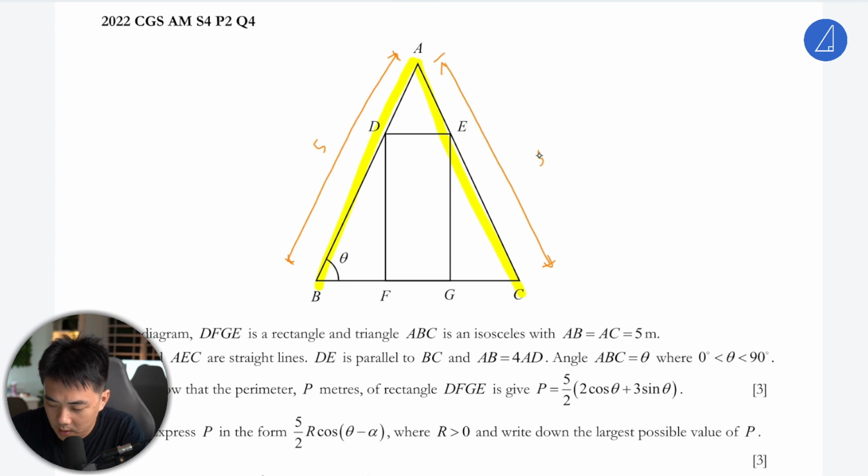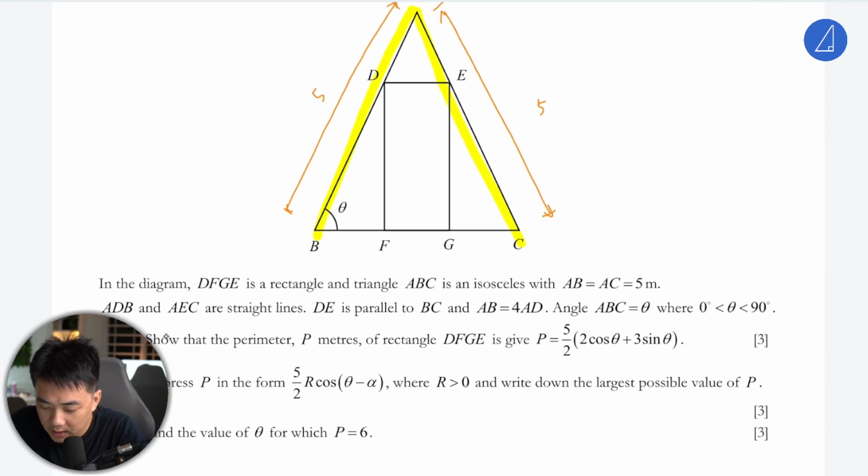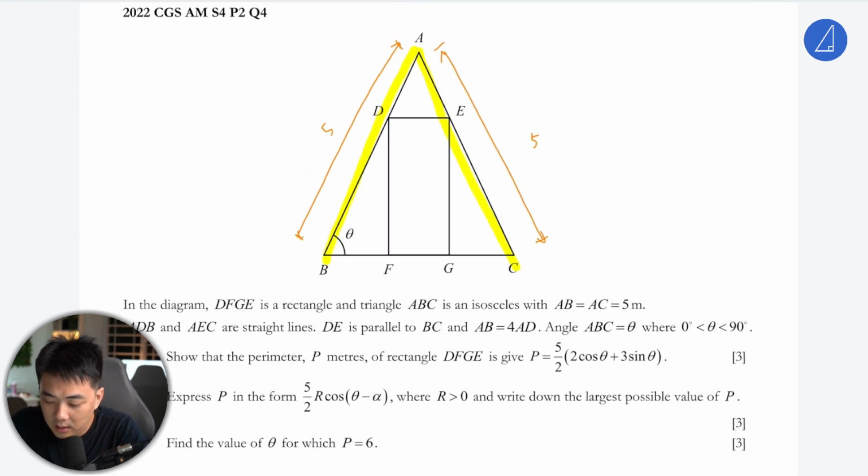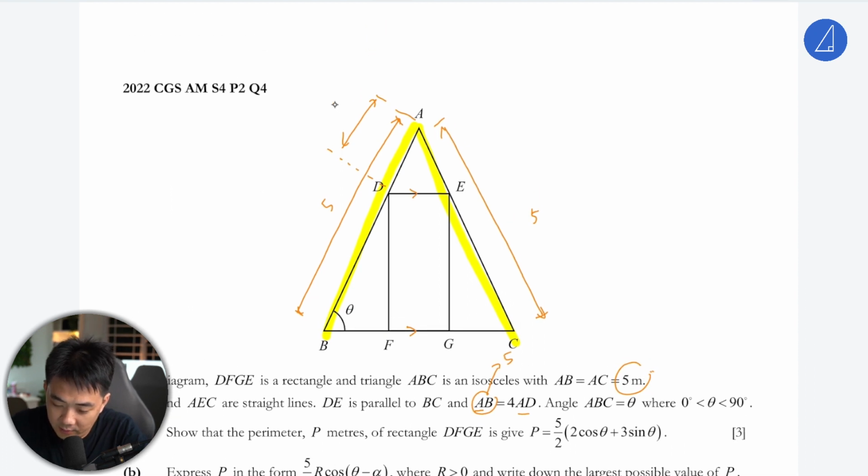Alright. Then after which we have ADE, AEC are straight lines, okay? DE is parallel to BC and AB is 4 of AD. So AB is 4. So AD here would be, you just substitute this as 5 because the total is 5, right? So AD is actually 5 over 4. Okay. So this will be isosceles as well. So this is 5 over 4 as well.